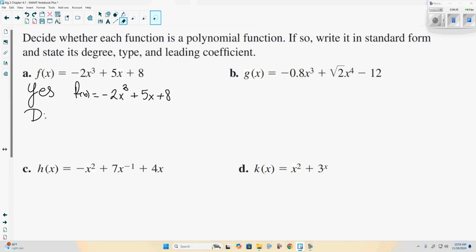Now the degree is the biggest exponent attached to a variable, which is what? 3. Now the type is connected to this degree. Since this is a 3, it would be cubic. And lastly, leading coefficient is the number in front of the variable with the biggest exponent, which would be -2. Okay. Questions on this here? And that's all we have to do for A.